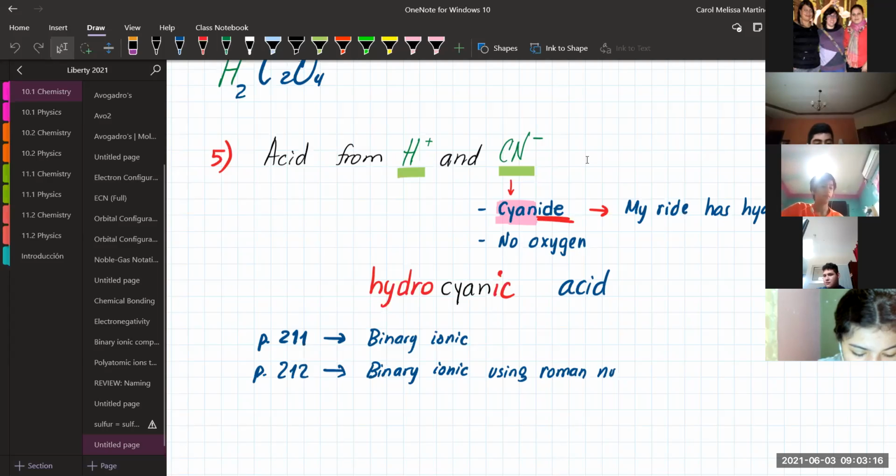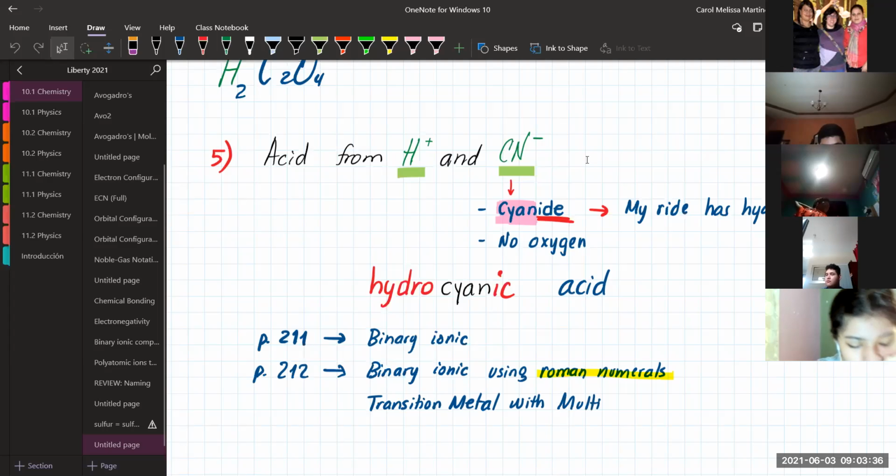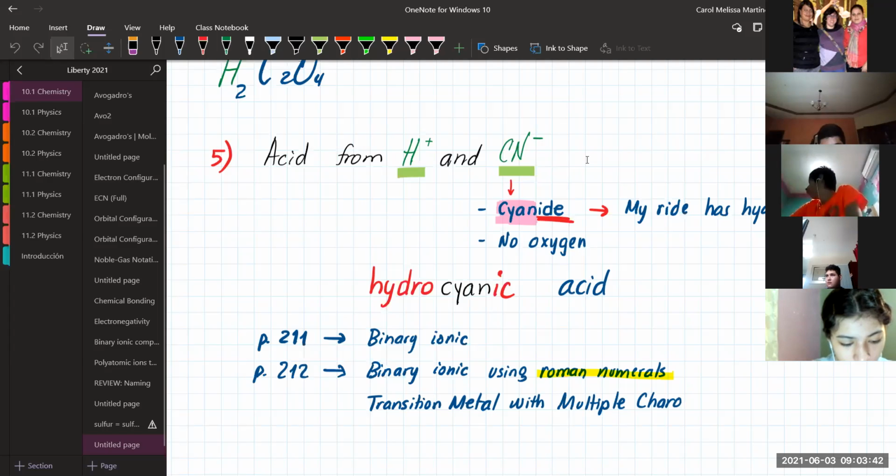Now, why are we using Roman numerals? Because we're using transition metals with multiple charges. That's the reason. Even though it is binary ionic, here we need to be using the Roman numerals. The Roman numerals is the same as the stock system, okay? And why do we use that? Because we have transition metals that have multiple charges.